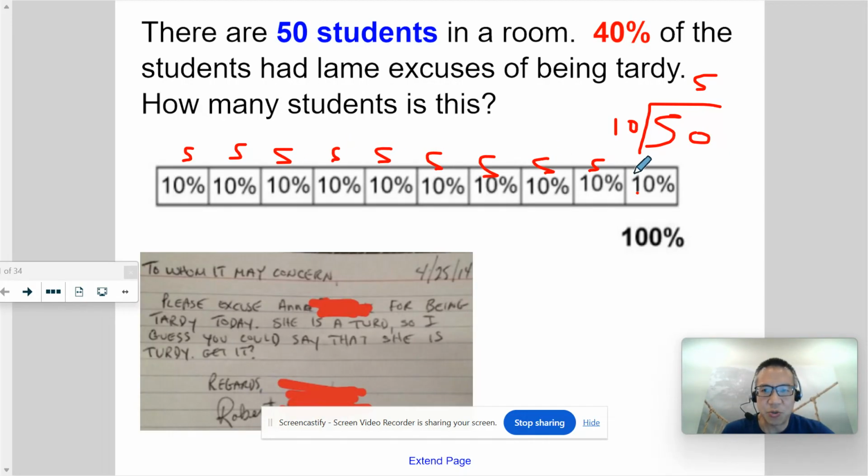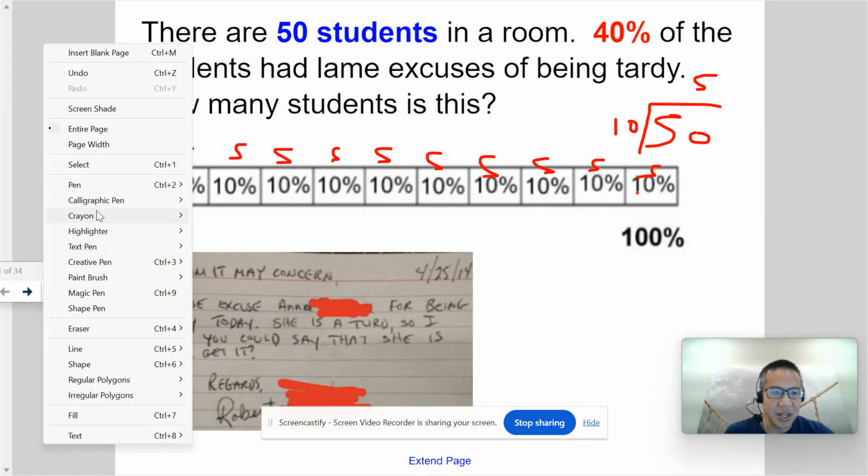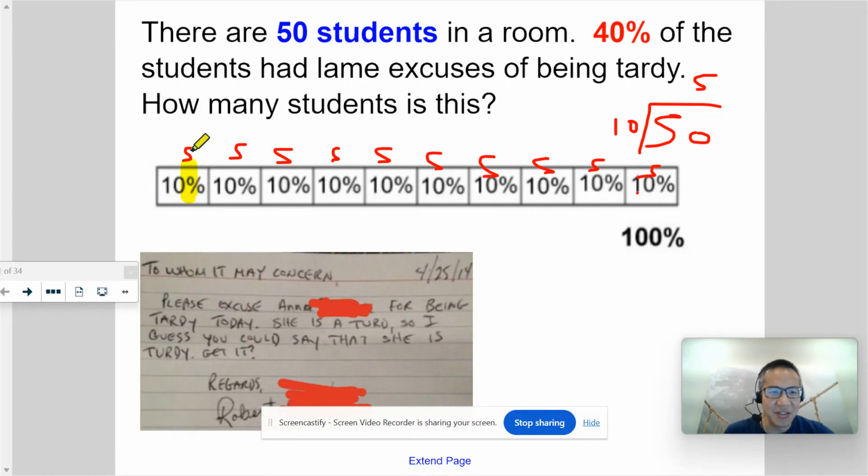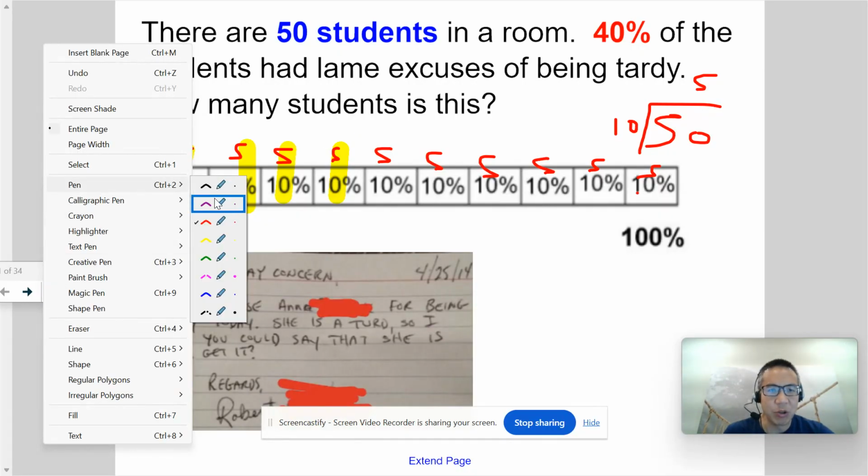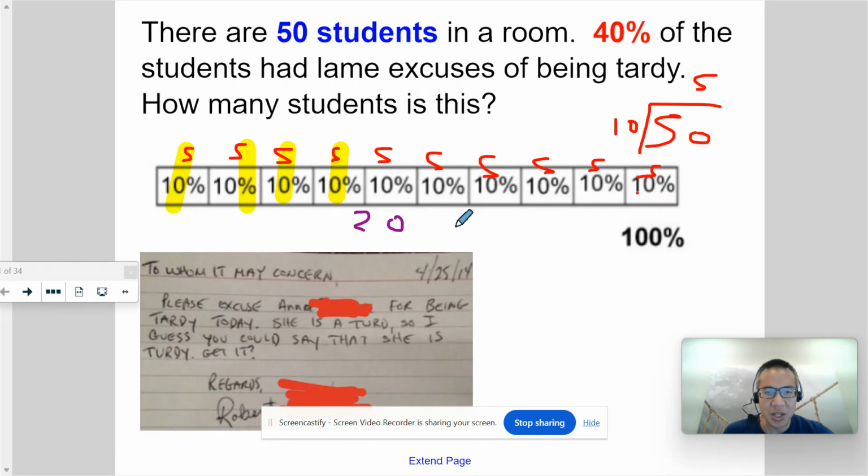So now let's read the question again. 40% of the students had lame excuses of being tardy. How many students is this? So 10%, 5 students. 10%, 5 students. 10%, 5 students. 10%, 5 students. So together, 5 plus 5 plus 5 plus 5, or 5 times 4 equals 20 students.